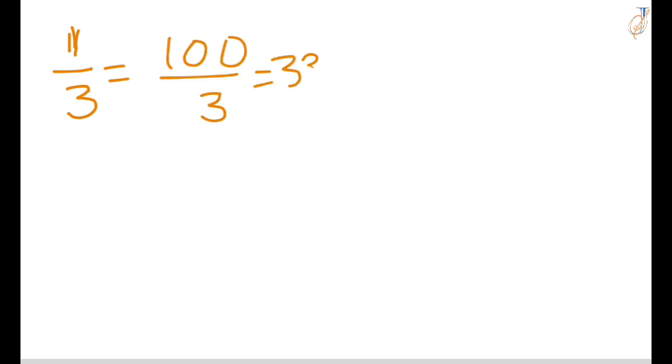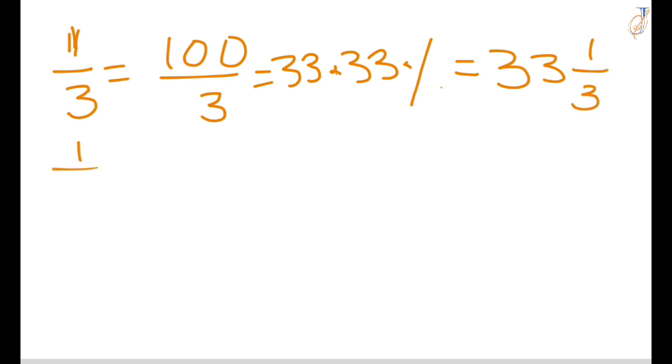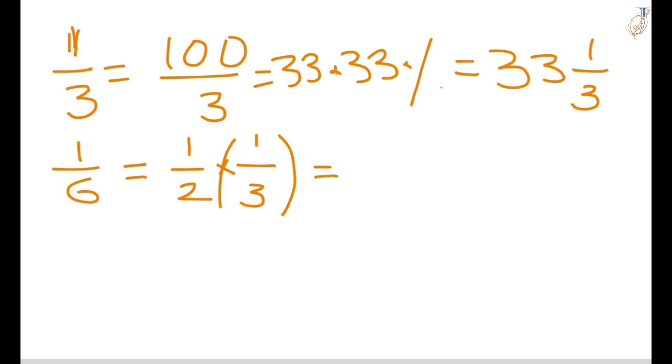Now see 1 by 3. 1 is nothing but 100%, so that is 100 by 3, which is 33.33%. This one we can write as 33 1 by 3 in fraction form. 1 by 6, you can write as 1 by 2 times 1 by 3, so that means half of 1 by 3. The 1 by 3 value we know is 33.33%, so half of 33.33% is 16.66%.